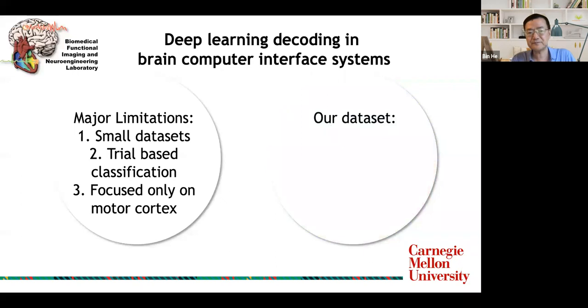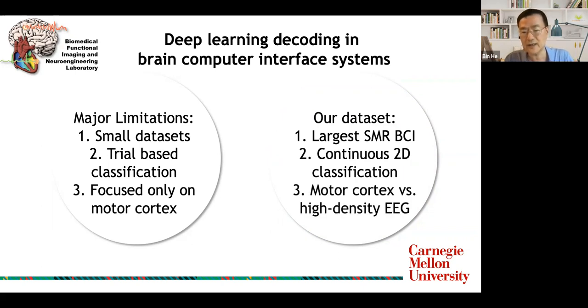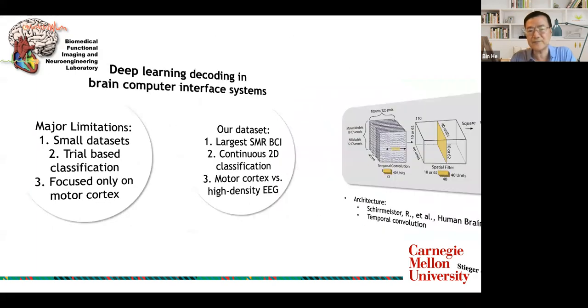Our data set in this case represents, to our knowledge, the largest somatosensory rhythm-based BCI data set. It's a continuous 2D classification, and we're also looking into the motor cortex, in the sense of electrodes covering the motor cortex compared with whole scalp coverage.